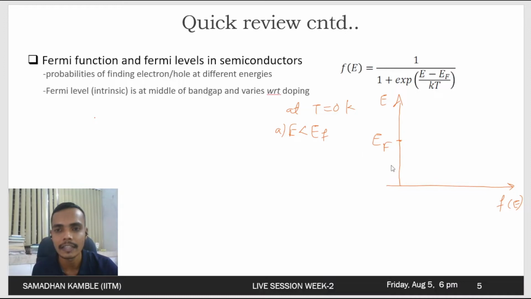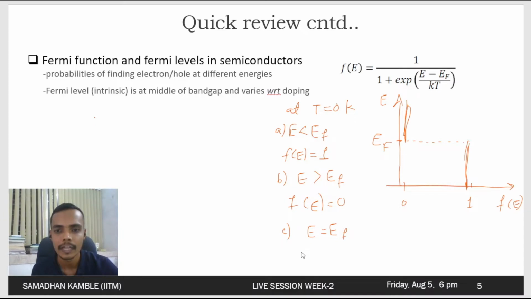So when E is less than EF, we'll have the exponential of this particular quantity going to 0. So f of E is equal to 1. So for E less than EF, we have the Fermi function equal to 1. Now let's take the condition for E greater than EF. In that case, our Fermi function is actually 0 because the exponential becomes infinity. So if you take our 0 here, when E is greater than EF, we have this particular form. And another important case is when E is equal to EF, and for that case we get f of E equal to 1 over 1 plus 1, that is f of E is equal to half.